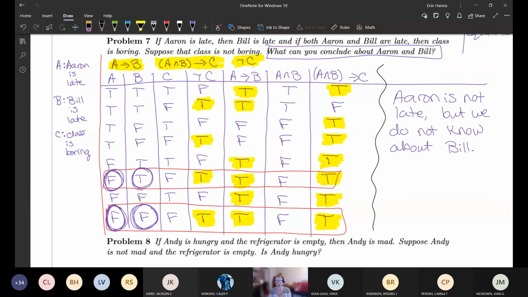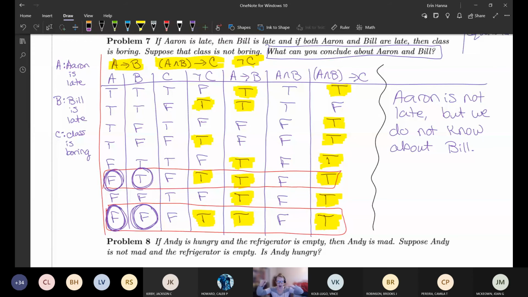When you're given a question like this, every statement they say to you, you must assume is true. So we have, if Aaron is late, then Bill is late. So we must assume that A implies B is true. We have, if both Aaron and Bill are late, then class is boring. So we must assume that A and B implies C would be true. And we're also told to suppose that class is not boring. So we have to assume that not C is true. So essentially, once we've created this giant truth table, those three statements must be true.